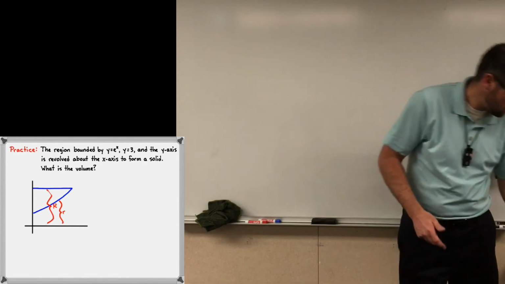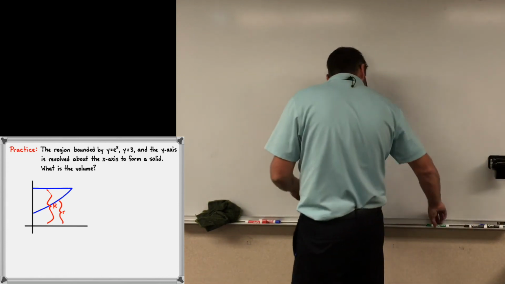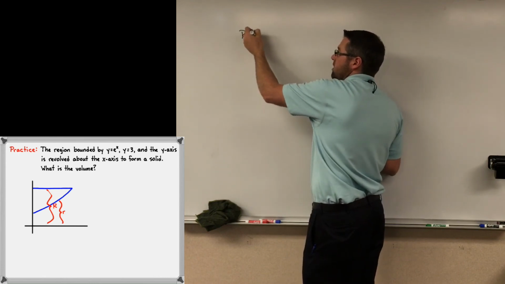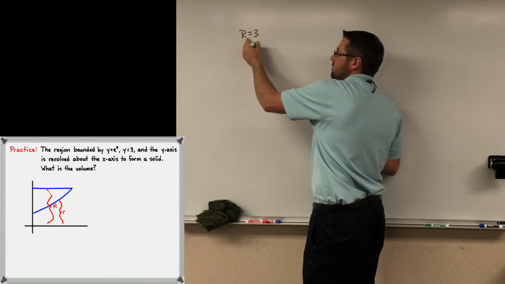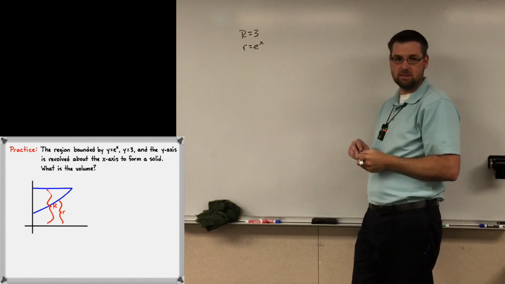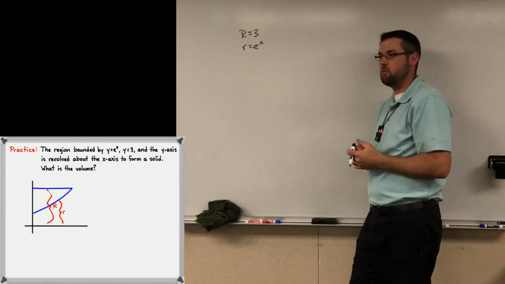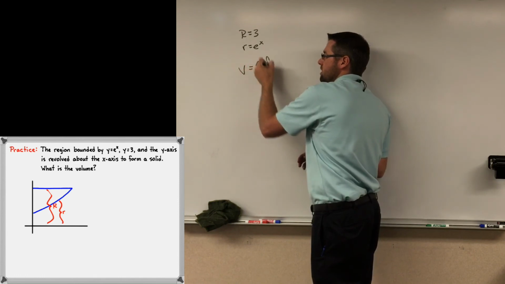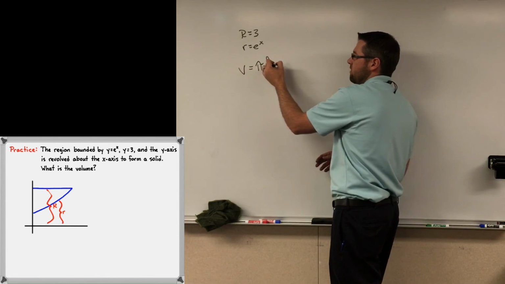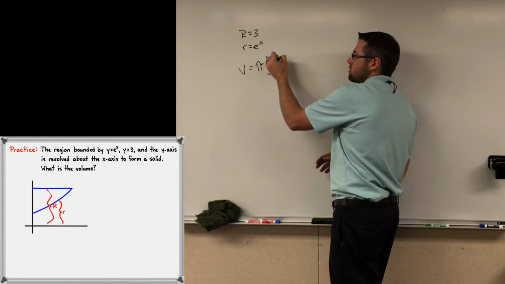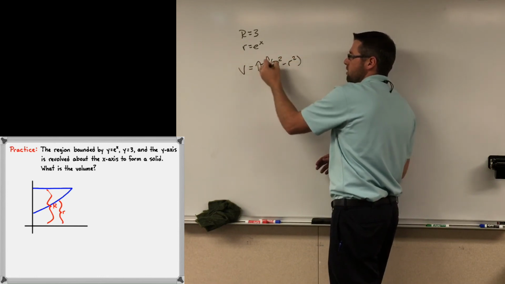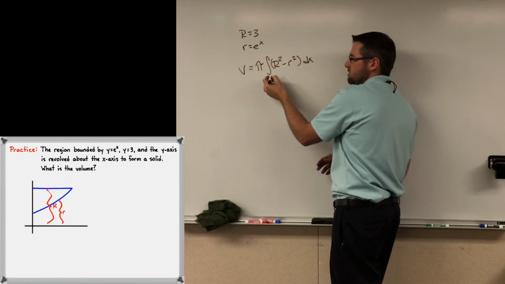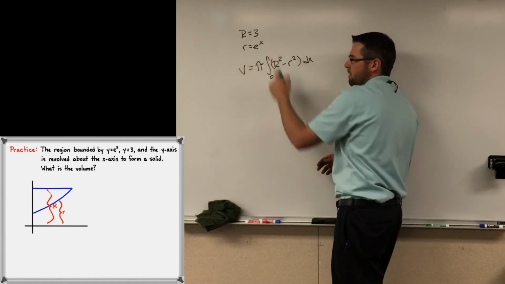So we would say something like this. We would say big R, maybe I should write this down up here. What's big R? 3. What's little r? E to the x. Does that make sense? Okay. So what's our general formula? Volume equals pi times the integral, whatever, of big R squared minus little r squared, what, dy? dx. What are my limits? 0 to what?